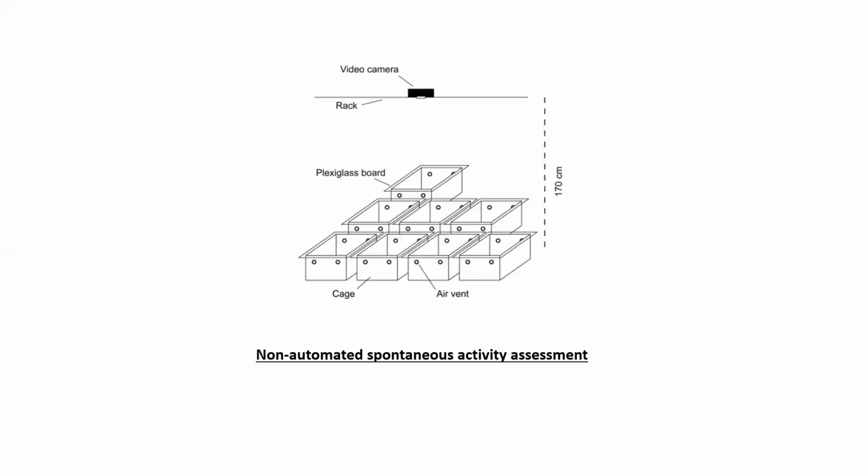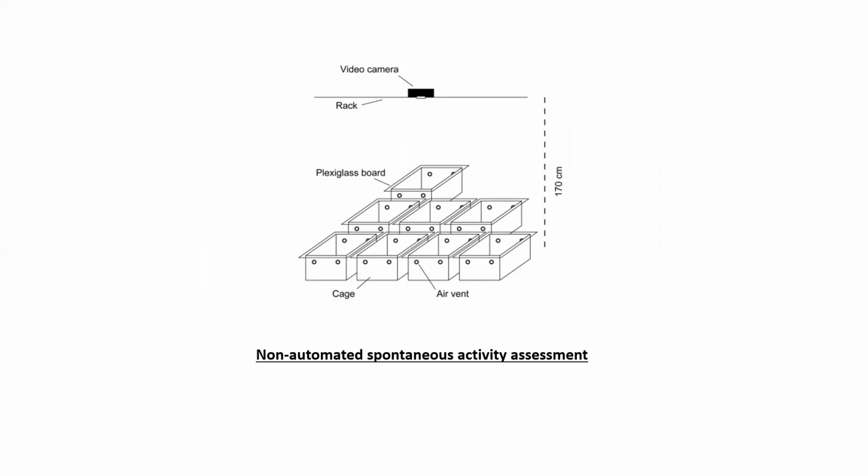So I have a diagram here, and over here, basically, we have a number of activity cages that are placed close together, and we have a rack. On top of the rack, we have a video camera.